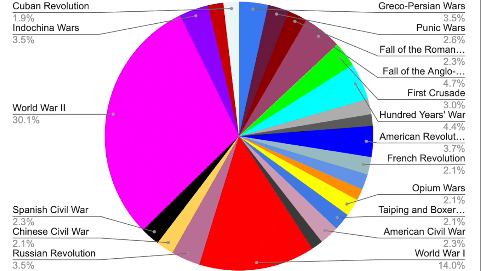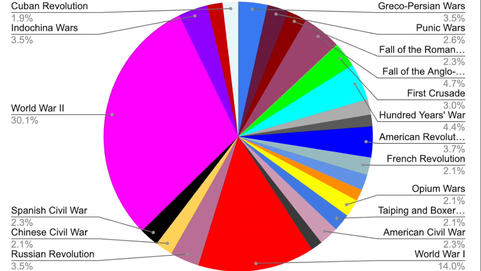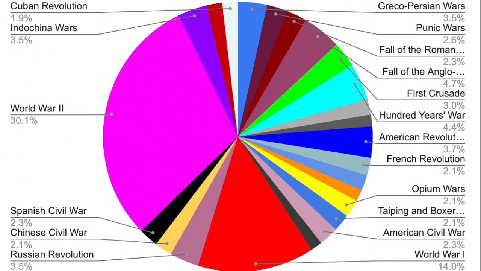Afterwards, you got the 100 Years' War at 4.4%. So again, both of these are from English history. Then the next largest one was again from an Anglophone perspective, and this was the American Revolutionary War with 3.7% covering that conflict. Afterwards, you had the Russian Revolution and the Greco-Persian Wars, with both of these standing at 3.5%. The Indochina Wars, so basically the First Indochina War and then the Vietnam War combined, 3.5%.